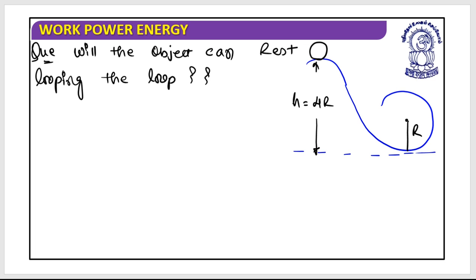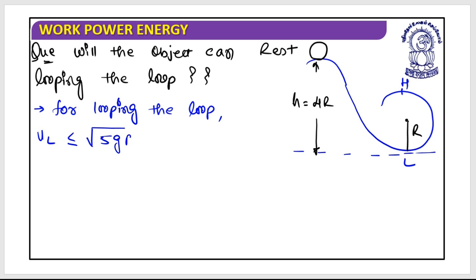What I understood is that for looping the loop, at the least, this is the highest, the velocity at L should be greater than or equal to root of 5gr. Yes, minimum velocity would be root 5gr, and if it is greater than this, it would be good enough. So for looping the loop, the velocity at the least position should be at least root of 5gr. I hope this is clear. Now let's check it.